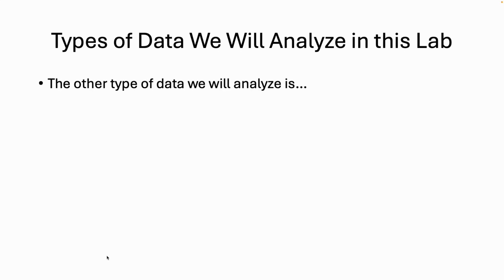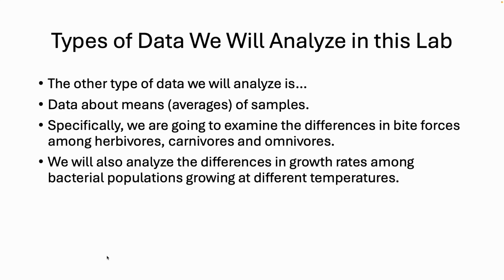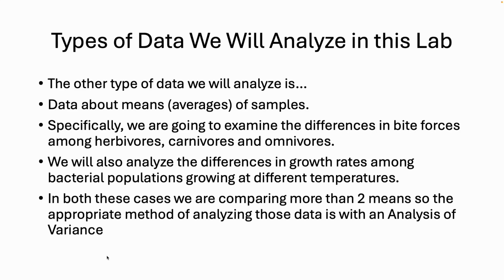The other type of data we will analyze is data about means or averages of samples. Specifically, we're going to examine differences in bite forces among herbivores, carnivores, and omnivores, and we're also going to analyze differences in growth rates among bacterial populations growing at different temperatures. In both these cases, we're comparing two or more means, so the appropriate method of analyzing these data is with an analysis of variance.